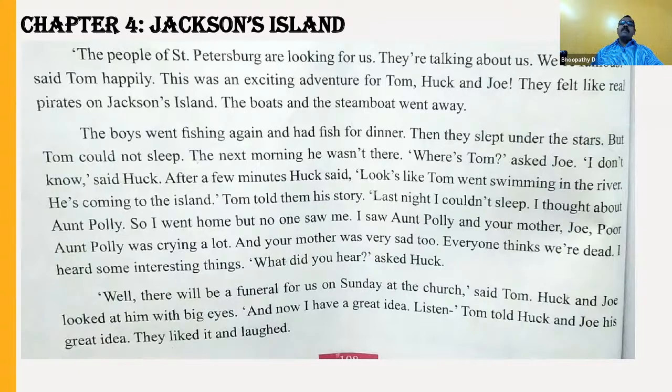I had some other interesting and very surprising thing. "What is it? What did you hear?" Huck asked very curiously. "There will be a funeral for us on Sunday at the church." For us means Tom, Huck, and Joe. So they decided that the three are dead, and they are going to arrange a funeral on Sunday. So this is the surprising thing.